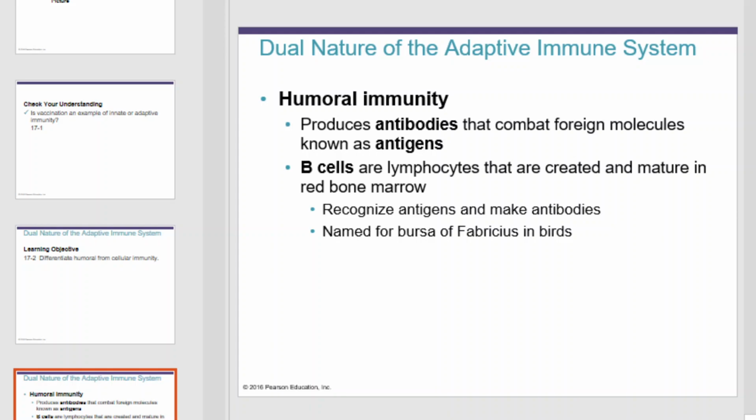Next, we'll consider the dual nature of adaptive immune responses by first considering humoral immunity. Humoral immunity produces antibodies that combat foreign molecules known as antigens. B cells are lymphocytes that are created and mature in our red bone marrow. B cells can recognize antigens and make antibodies. They're named for the bursa of Fabricius in birds.